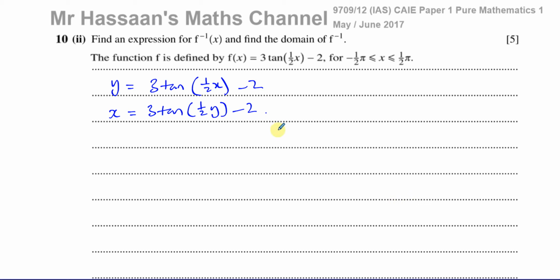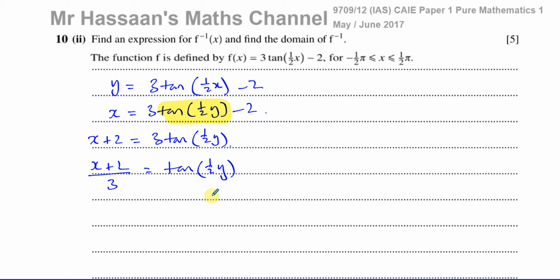So now what we've got to do is make y the subject. What we should try and focus on in this case is to make this term, this tan half y, the subject of this formula first, and then we can deal with what to do after that. So the first step is to make this a subject. So I'm going to add 2 to both sides. So I have x plus 2 equals 3 tan of a half y. And then I'm going to divide both sides by 3. So I have x plus 2 over 3 equals the tan of a half y.